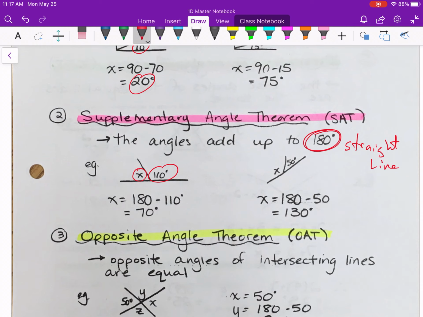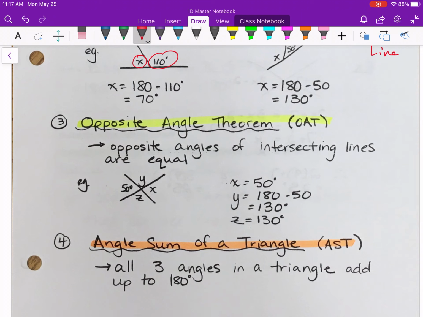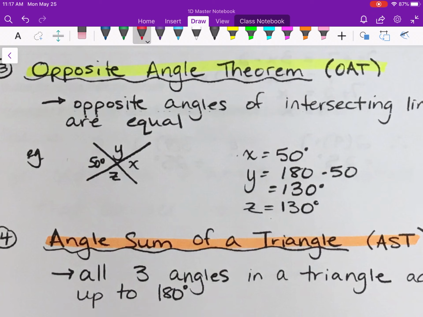That adds to 180. We've got the opposite angle theorem, OAT for short. Opposite angles of intersecting lines are equal. So if you just take two lines and cross them, then you know that the ones that are across from each other, opposite each other, are equal. So if this one's 50, then this one also has to be 50.